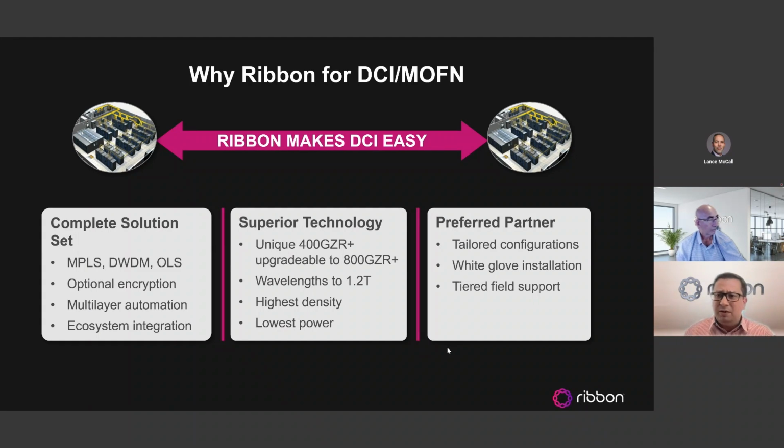Technology, again, I'll keep hitting it, 400 gig, 800 gig ready from a QSFP-DD standpoint, high density, low power. When you look at the total consumption there of power for all the 400 gig, 800 gig lanes that are supported, best in the market, in my opinion.